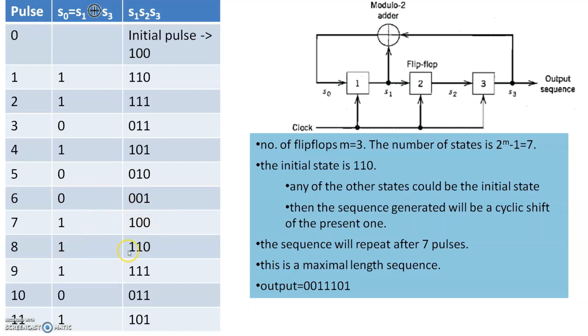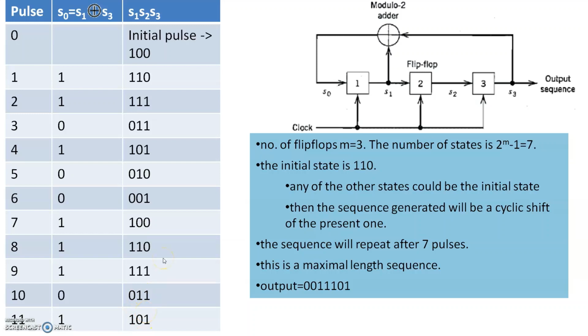Modulo addition is 1. Then 1 and 0, modulo addition is 1. This is written here. 1 is shifted. 1 is shifted. 0 is shifted out. Again, 1 and 1. 1 modulo addition 1 is 0. The 0 is written here. 1 and 1 shifted. Again, 0 and 1 is 1. 1 is written here. And 0 and 1 are shifted.